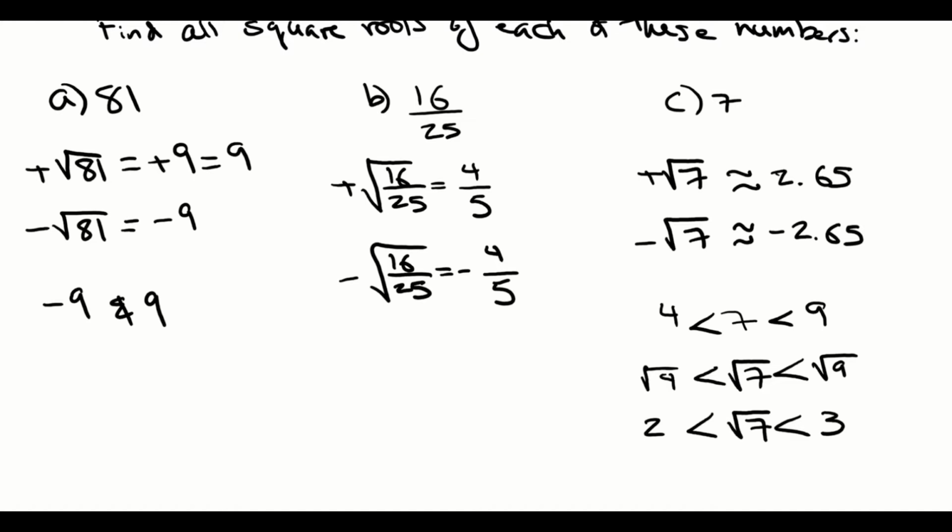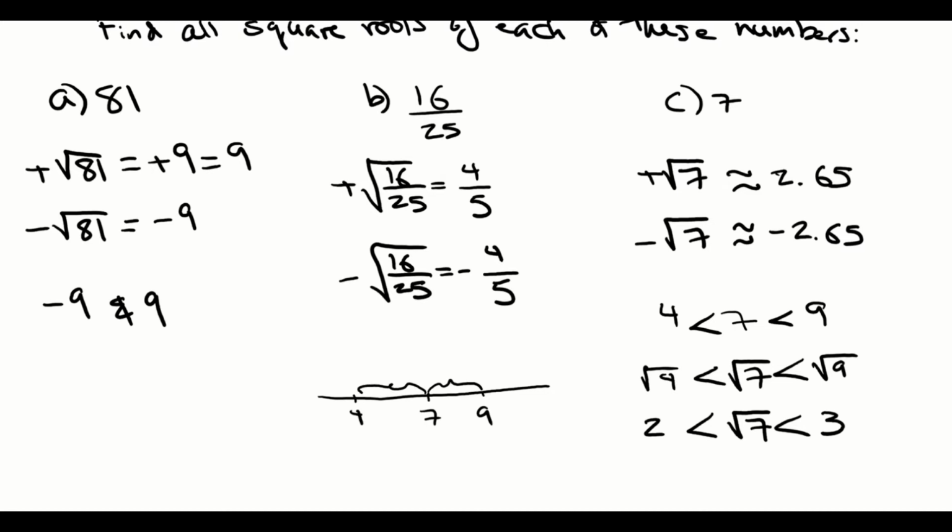Now, if you look at a quick graphic, notice that 7 is 3 units away from 4, but 2 units away from 9, right? So this distance here is shorter than that distance.